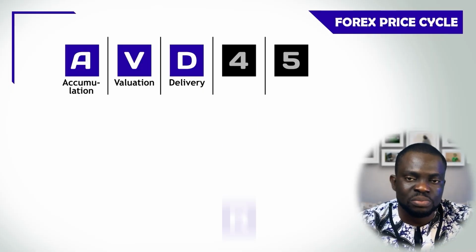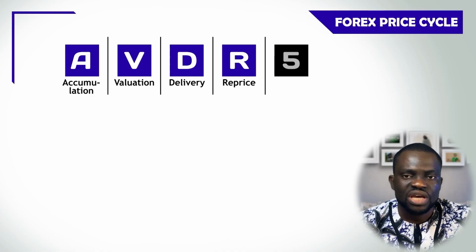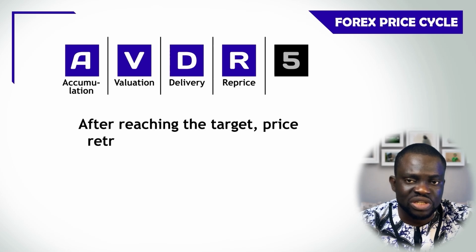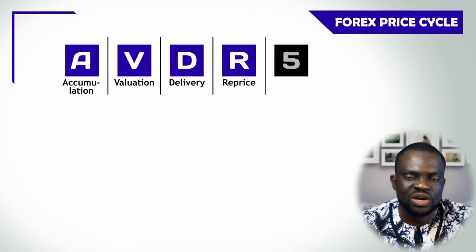The fourth phase is reprice, which can be a retracement or a reversal. After reaching the target, price retraces back to fair value. This happens because institutions begin profit taking. The market also becomes temporarily overextended, so price returns to fair value since the market always seeks balance after imbalance. The decision of the big players within the fair value zone determines if the reprice will end up as a retracement or a reversal. This leads us to the fifth phase of the forex price cycle, which is reaccumulation.